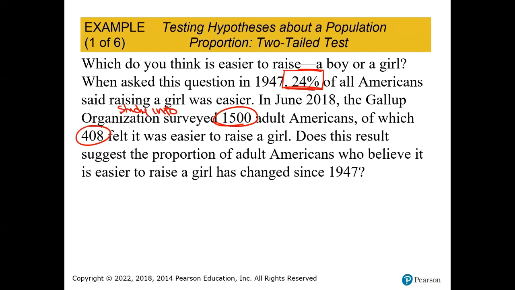And here's our question. Does the result suggest the proportion of adult Americans who believe it is easier to raise a girl has changed? Okay, they didn't say is greater or is less than. It says has changed. Has changed implies not equal to. You're always going to want to pick those three things out. What is your status quo? What is your survey info? And what is your claim? Or what are we trying to test here?